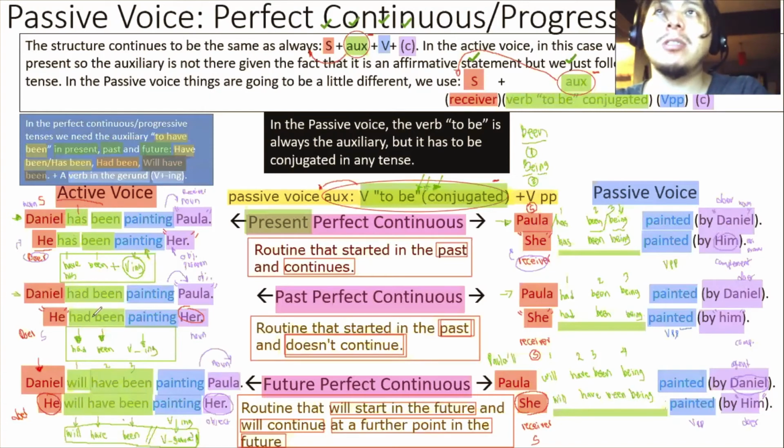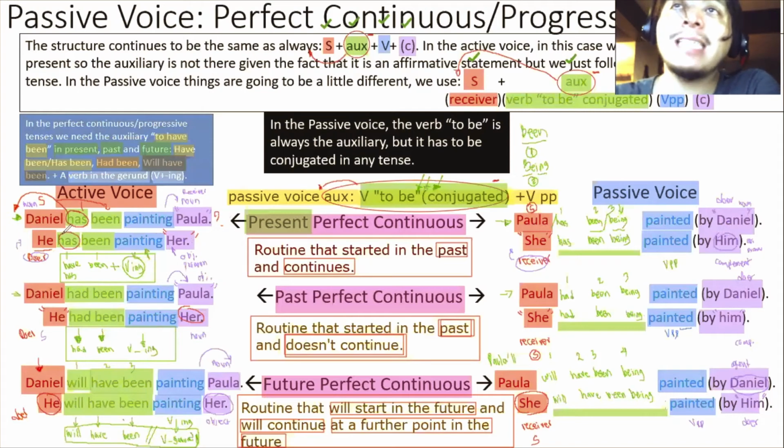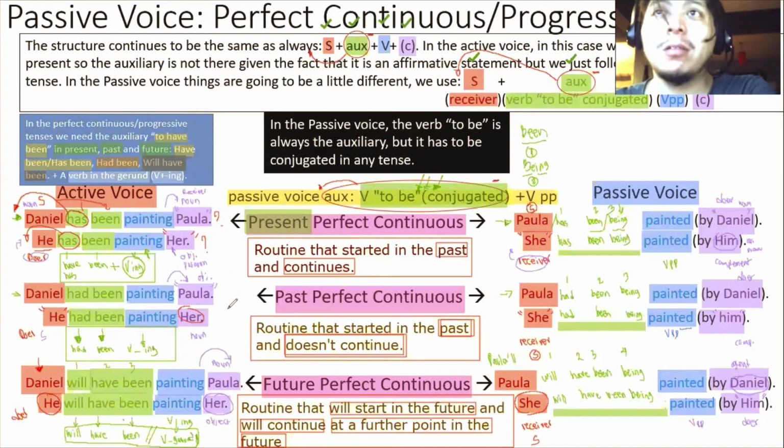Y si quisiéramos hacerlo pregunta, otra vez tenemos dos partes. Solo la primera, la que se llevaría el negativo, es la que cambia su lugar con el sujeto. Y diríamos, ¿has Daniel been painting Paula? Yes, he has, or no, he hasn't. ¿Has he been painting her? Yes, he has, or no, he hasn't. Perfecto. ¿Cómo lo hacemos con el tiempo continuo?